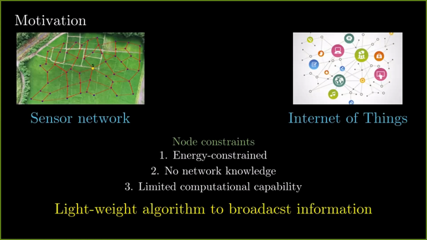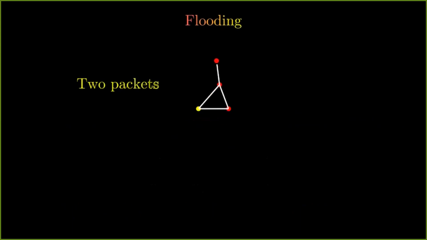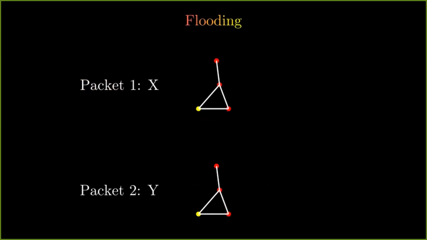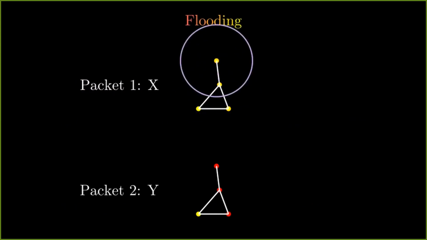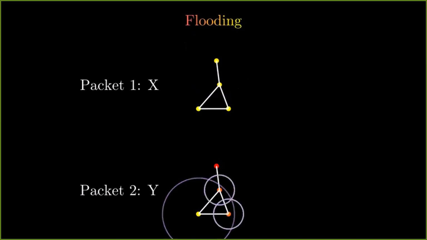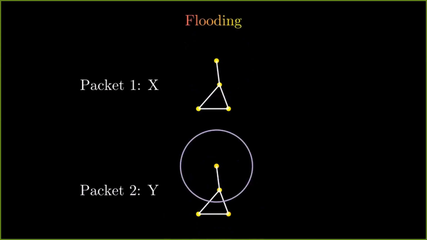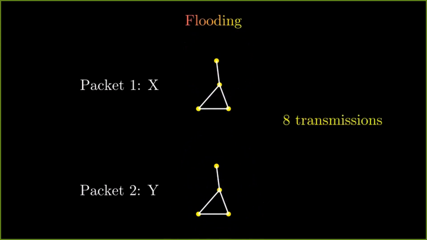A naive algorithm for broadcasting is what is called flooding. Let me explain this using this small graph. Let's suppose the source has two packets. The source is the yellow node here, packet 1 and packet 2. Packet 1 has information X and packet 2 has information Y. In flooding, whenever a node receives a packet, it just transmits to all its neighbors blindly. And this it does for each and every packet. So here, since there are 4 nodes and there are 2 packets, there are totally 8 transmissions.